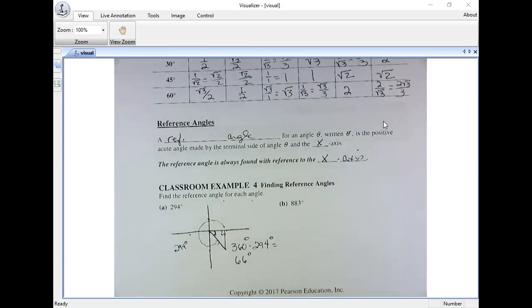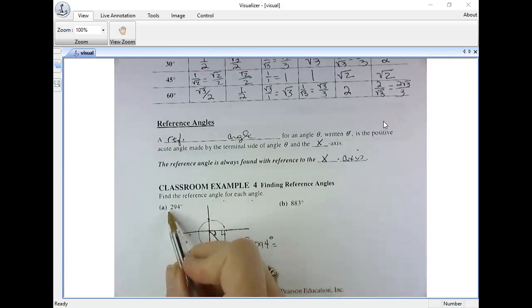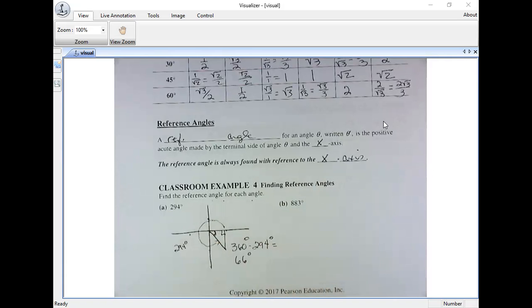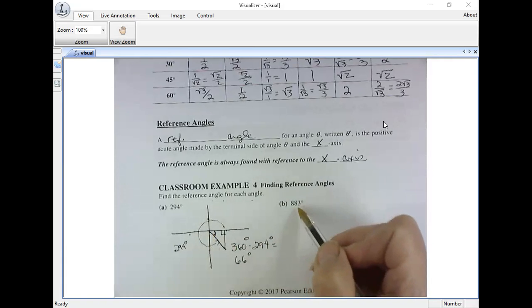So if I needed to come up with the sine of 294 degrees or the tangent of 294 degrees, I would need to be able to do this, figure out which quadrant I'm in, see what that triangle looks like, and then I've got to know what's this angle measure here. That's the one I'm using, okay? Now, what would you do with 883?